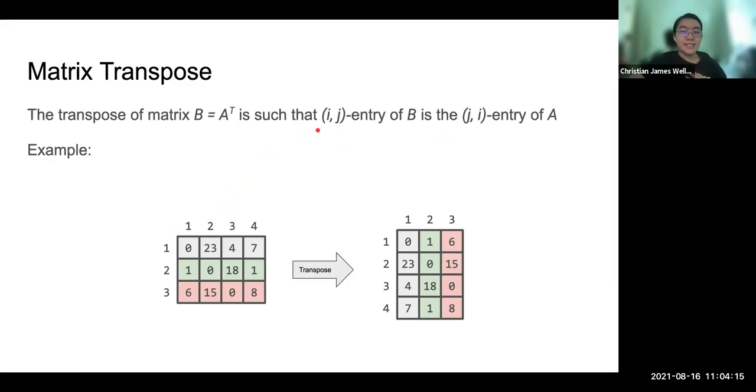So this is the formal definition. The ij entry of B is the ji entry of A. But I like to think of it this way. I take the first row and it becomes the first column. I take the second row, then it becomes the second column. I take the third row and then it becomes the third column in the transpose, of course. Okay, so I hope this is clear.